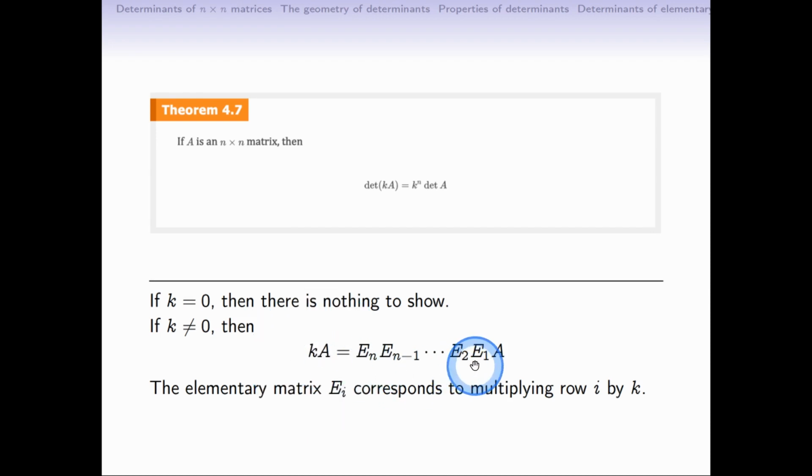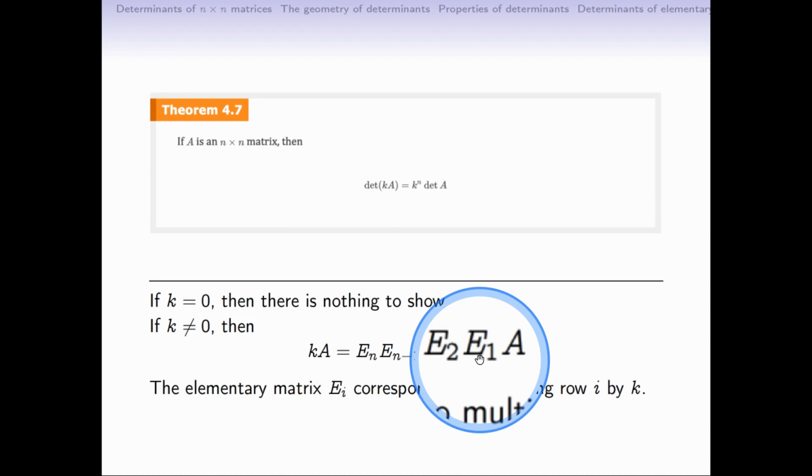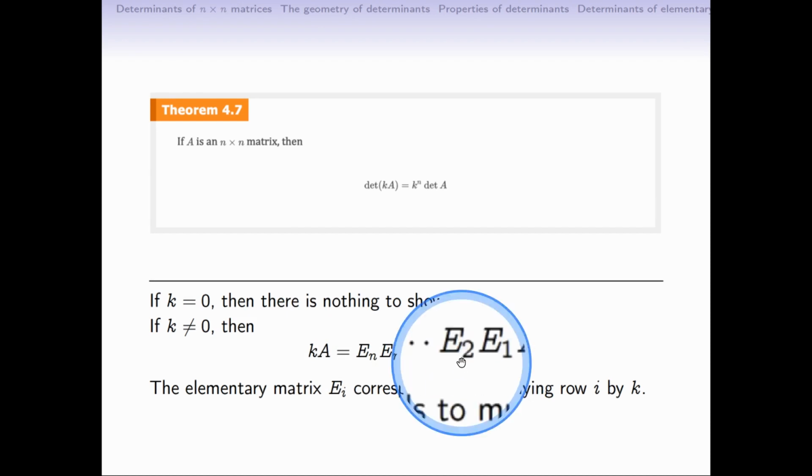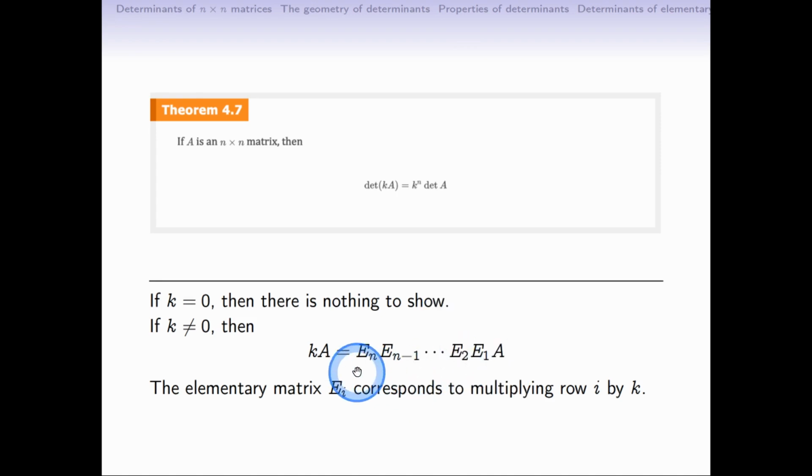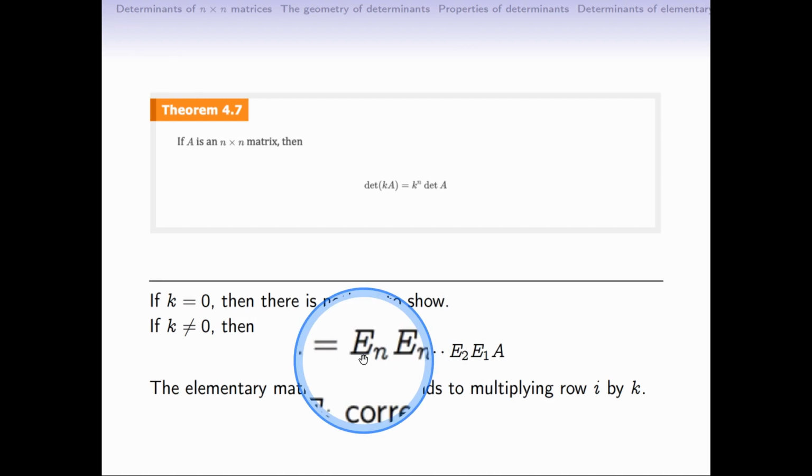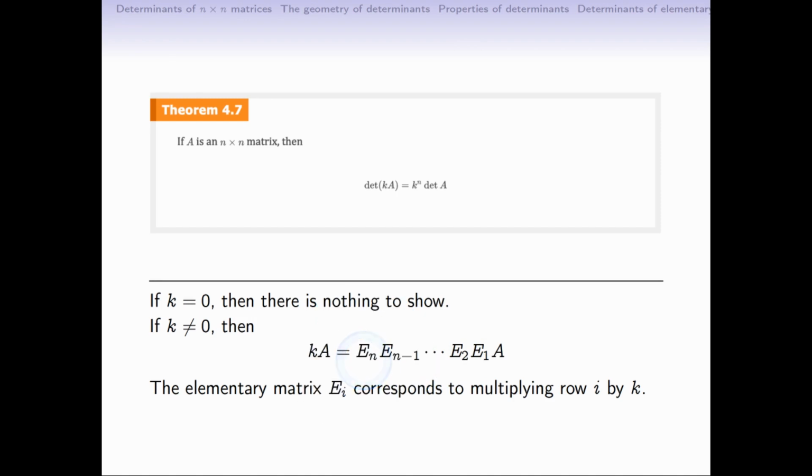In step 1, E1 is just going to simply affect the change of multiplying row 1 by k. And now E2 will be multiplying row 2 by k. And this process will continue until I get to the matrix En, which will simply multiply row n by k. So I can think of k times A as the effect of a sequence of n elementary row operations. Each elementary row operation is multiplying the successive row by a multiple of k.